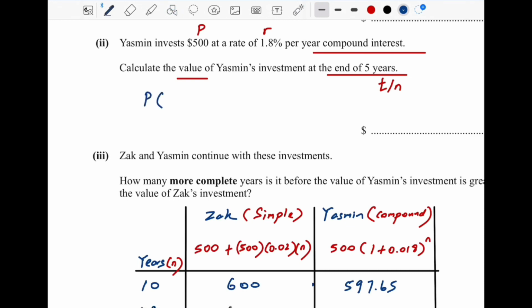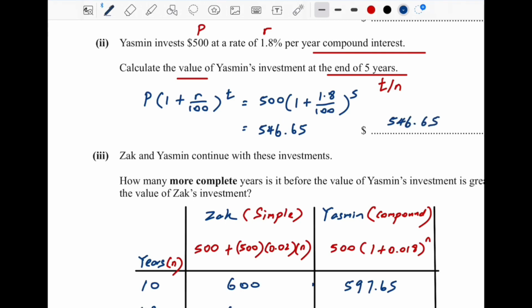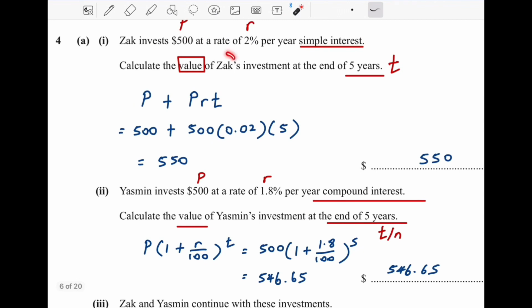That will be P times 1 plus R over 100, power T. 500 for the principal. Power 5. 2 decimal places for money. That's your answer. If you realize that for Zach and Yasmin, both also started with 500 as principal, right? It's just that Zach go for simple interest, Yasmin go for compound interest.